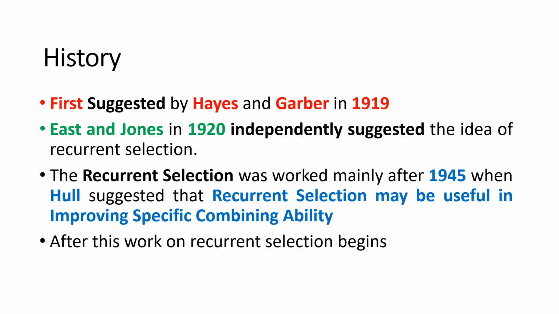History. First suggested by Hayes and Garber in 1919, East and Jones in 1920 independently suggested the idea of recurrent selection. Recurrent selection was worked on mainly after 1945, when Hull suggested that recurrent selection may be useful in improving specific combining ability. After this, work on recurrent selection began.